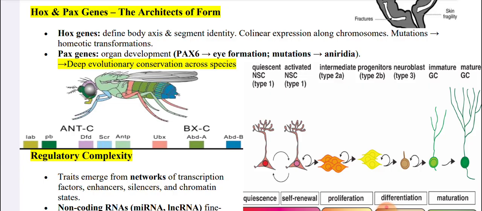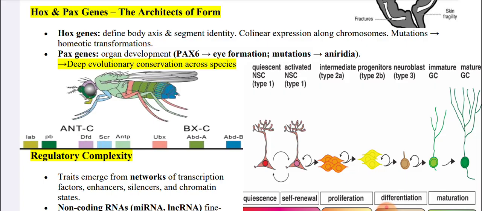The classic example is in fruit flies, where a mutation might cause legs to grow where the antenna should be, or an extra set of wings to develop. It shows how changing these master regulators can lead to large-scale structural changes. And Pax genes, what's their role?